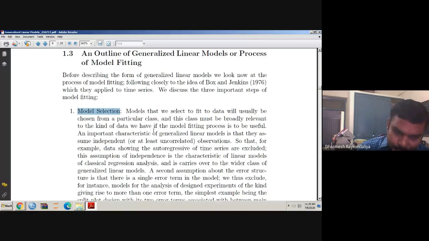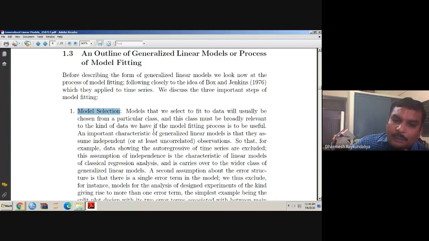For example, data showing autoregressive time series are excluded. Why is it excluded? We cannot fit generalized linear models to time series data. Why? Because in time series data, we cannot say that the data are independent. The current observation is a function of the previous observation. If I wish to invest money in the stock market, today's price of a specific stock depends on yesterday's price. So when I have time series data, I cannot apply generalized linear models, because it violates the assumption of stochastic independence.